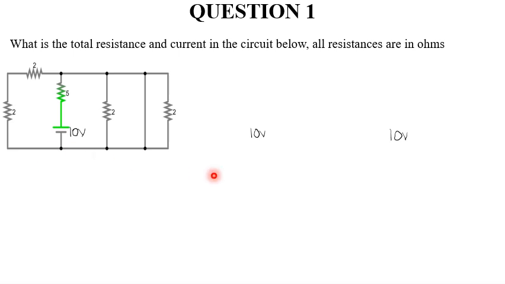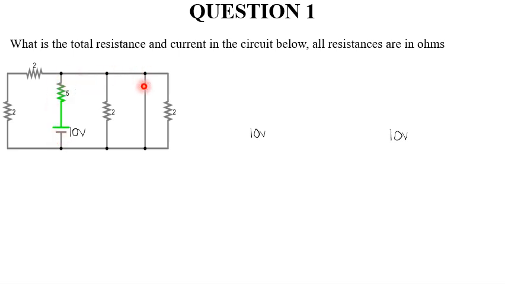Our question 1 says, what is the total resistance and current in the circuit below? All resistances are in ohms. This is the circuit they've given to us. I will solve this circuit in two ways: I will use a simulation to show you, and I will also use our normal step by step method. Let's first use the simulation.